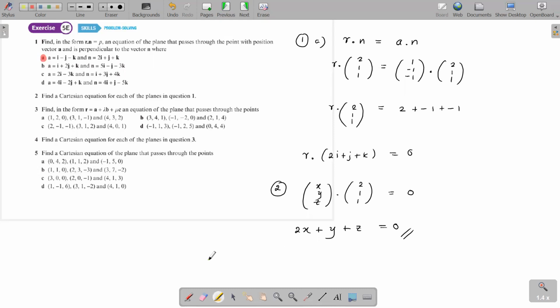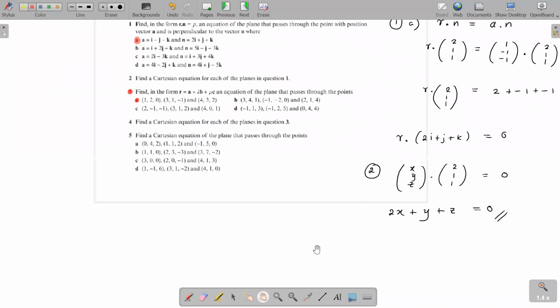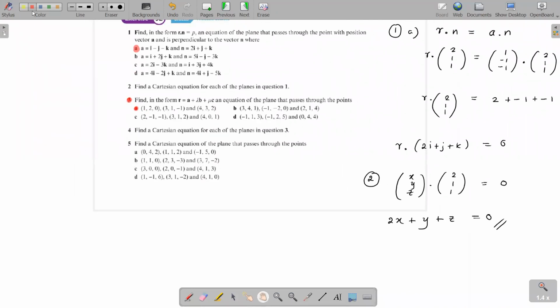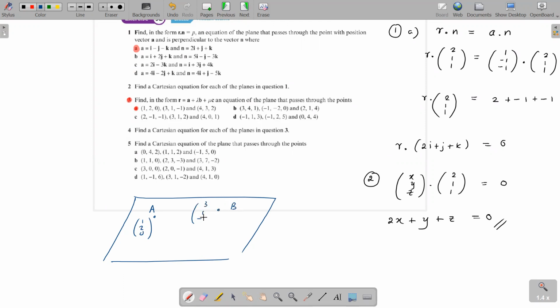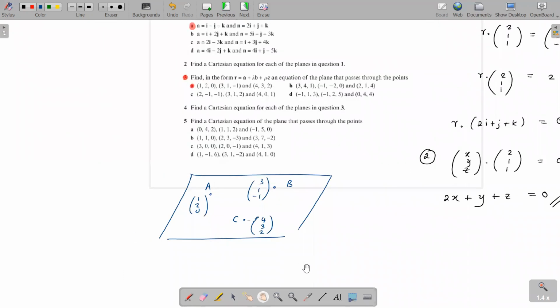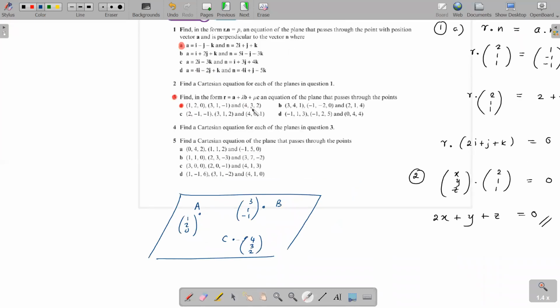Shall we do question number 3, part a? Find in the form r equals a plus lambda b plus mu c an equation of the plane that passes through the points. They've given you 3 points on the plane. How do I get the equation of the plane that passes through all the 3 points? So basically, you have your plane. Let's say there are 3 points: A is (1, 2, 0), B is (3, 1, -1), C is (4, 3, 2). So how do we get the vector equation of a plane? The vector equation of a plane is r equals a plus lambda b plus mu c. A is going to be what? A position.